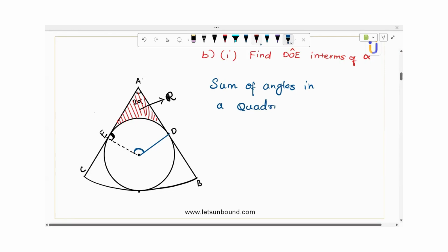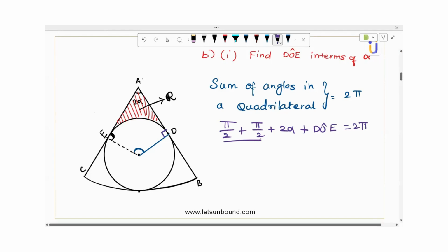But this question is revolving around the radian measure. So let's go with radians. 360 is just nothing but 2 pi. So I know this is 90, this is 90, which is pi by 2 plus pi by 2 plus this is 2 alpha plus my angle DOE equal to 2 pi. Pi by 2 and pi by 2, it's pi.